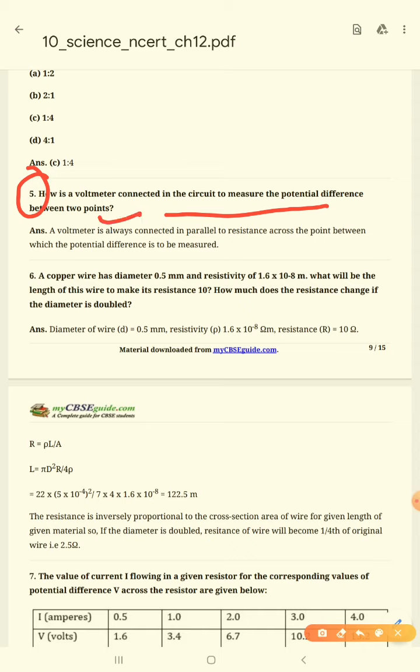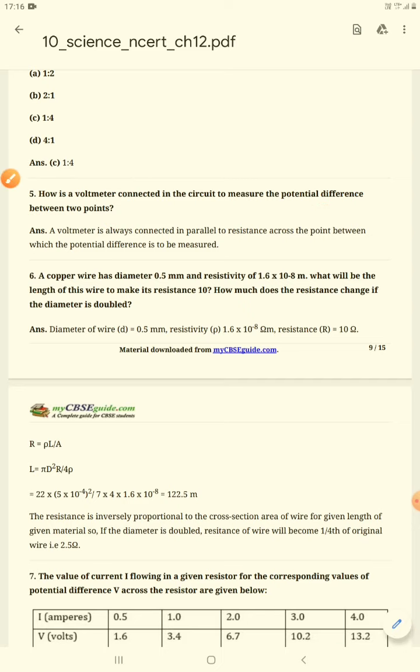As we already discussed about voltmeter and ammeter, we use a voltmeter to measure the potential difference, and we use an ammeter for measuring the electric current in the circuit. And one very important thing: a voltmeter is always connected in parallel combination to the circuit, and an ammeter is always connected in series combination in the circuit.